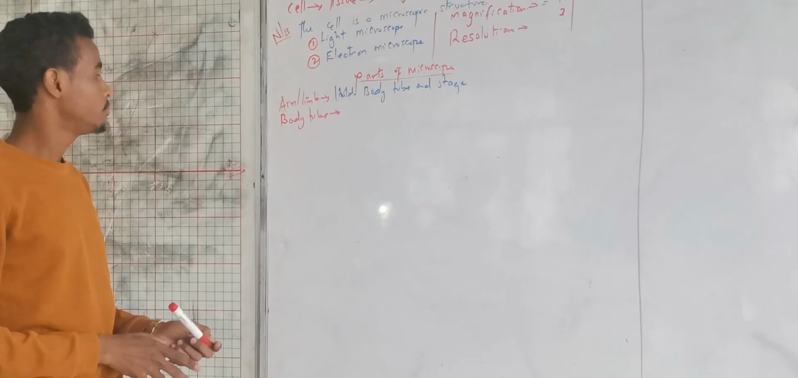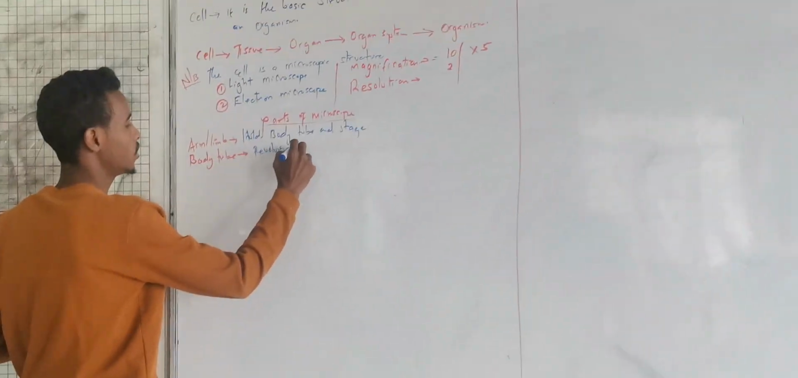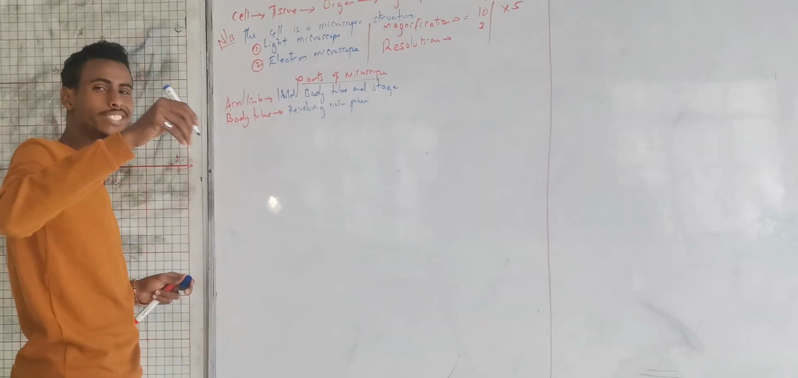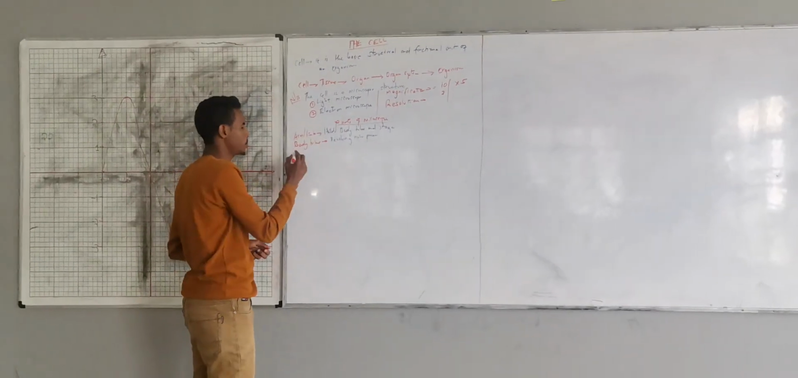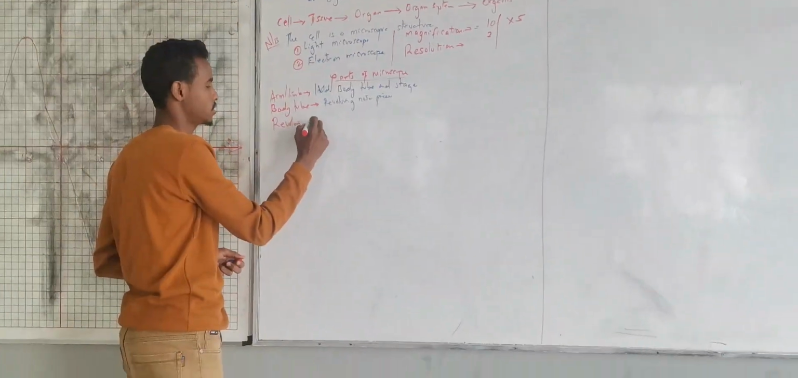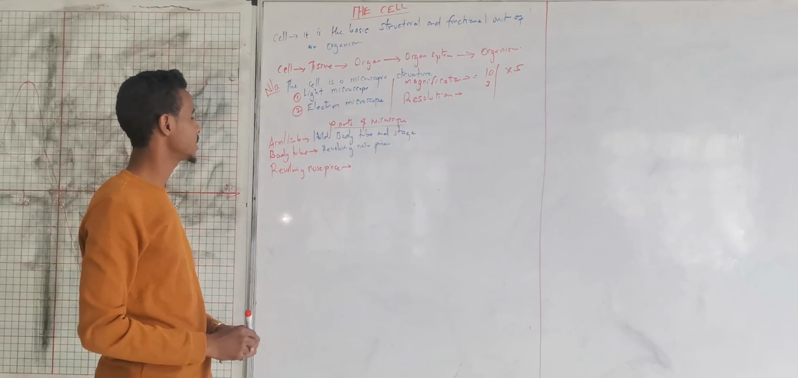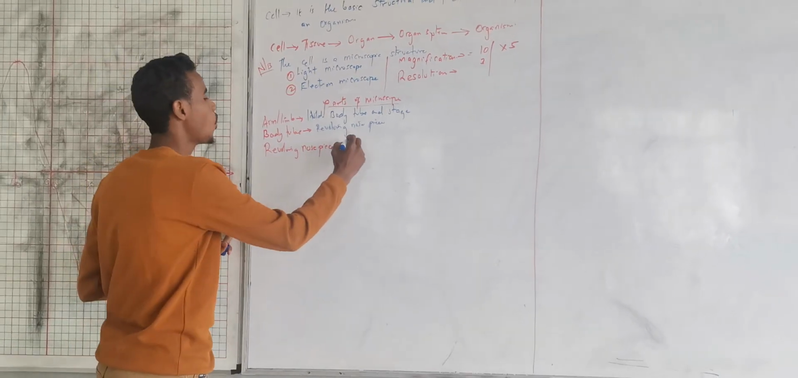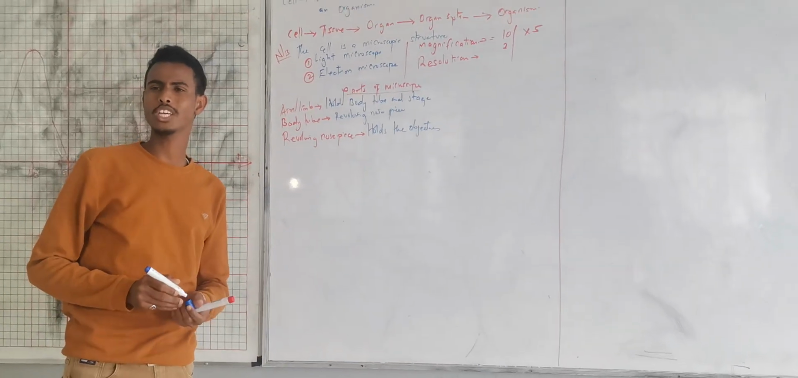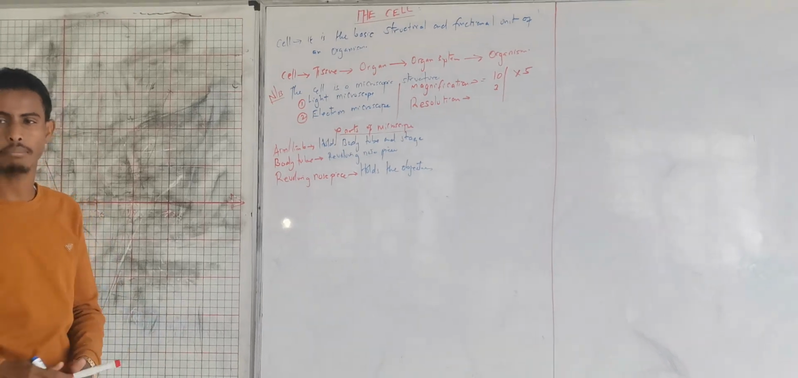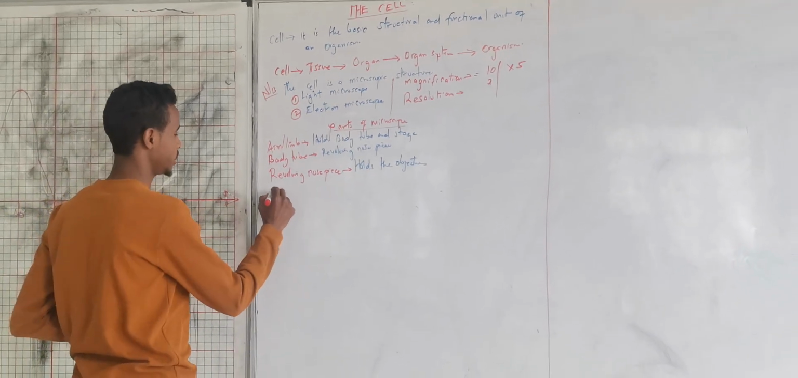The body tube holds the revolving nosepiece, and it also contains the eyepiece lens as well. Now let's look again. What is the revolving nosepiece? The revolving nosepiece basically holds the objective lenses. By holding the objective lenses, it enables you to change from one objective lens to the other.